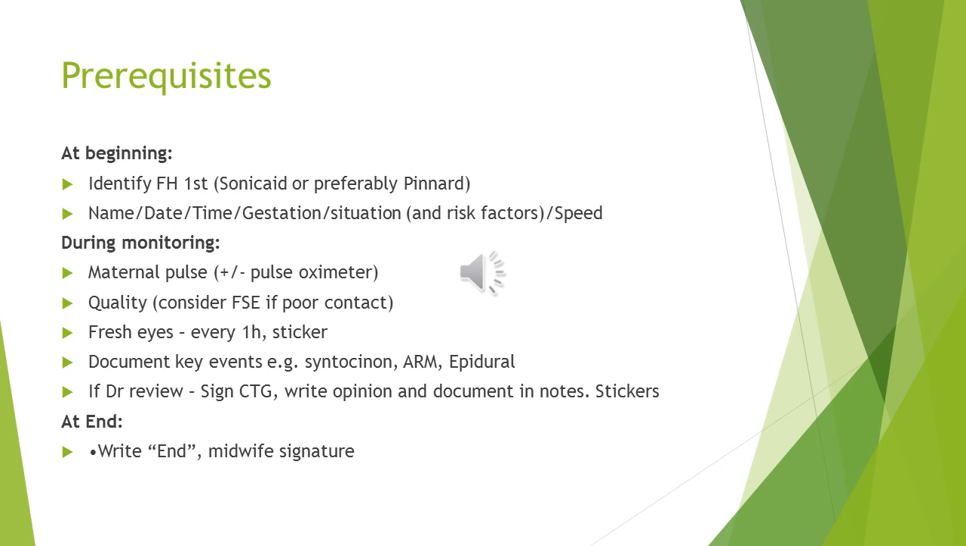Good quality tracing, so make sure that the CTG is recording properly, which means that if there's any poor contact, especially in an obese mom or a patient with continuous movement due to pain, and you can't have a good quality tracing, in this case think about a fetal scalp electrode, and fresh eyes, which should be every hour. By fresh eyes we mean that another person outside the room who has the capacity for CTG interpretation comes inside, reviews the CTG, and makes sure that they have the same opinion as the person in the room providing one-to-one care.